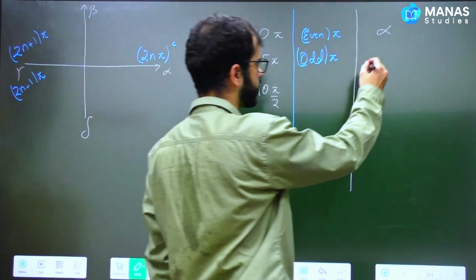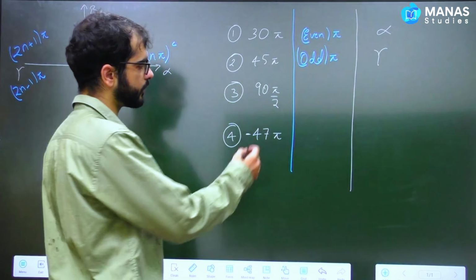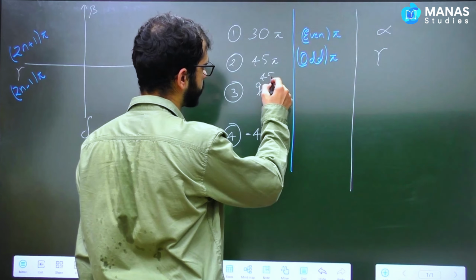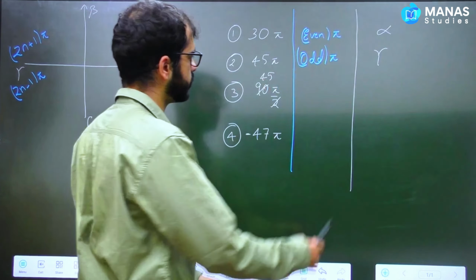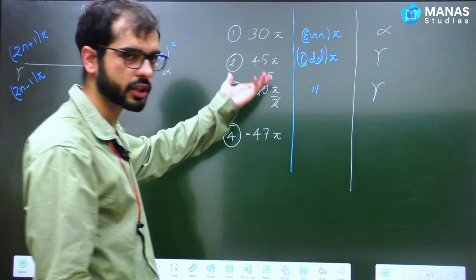So I'm going to put gamma over here. Now let's observe the third one. Now this can be simplified and I can call it again 45 pi. So it is same as the second one. So I'm going to say the answer is again going to be gamma, since they both are 45 pi.